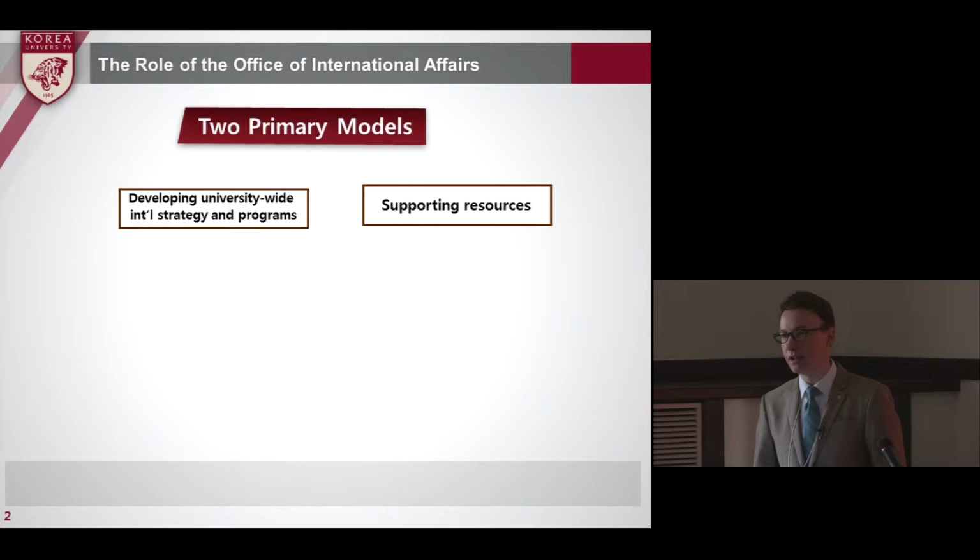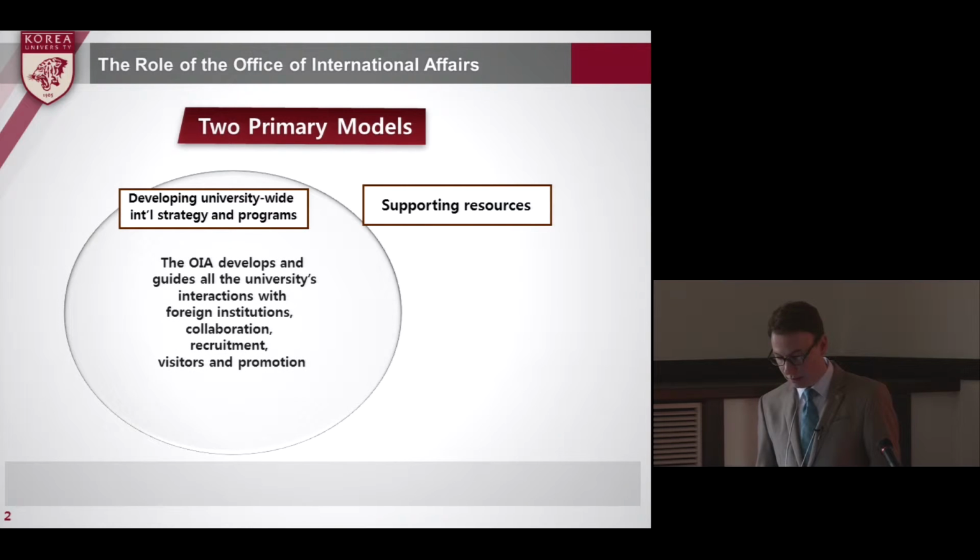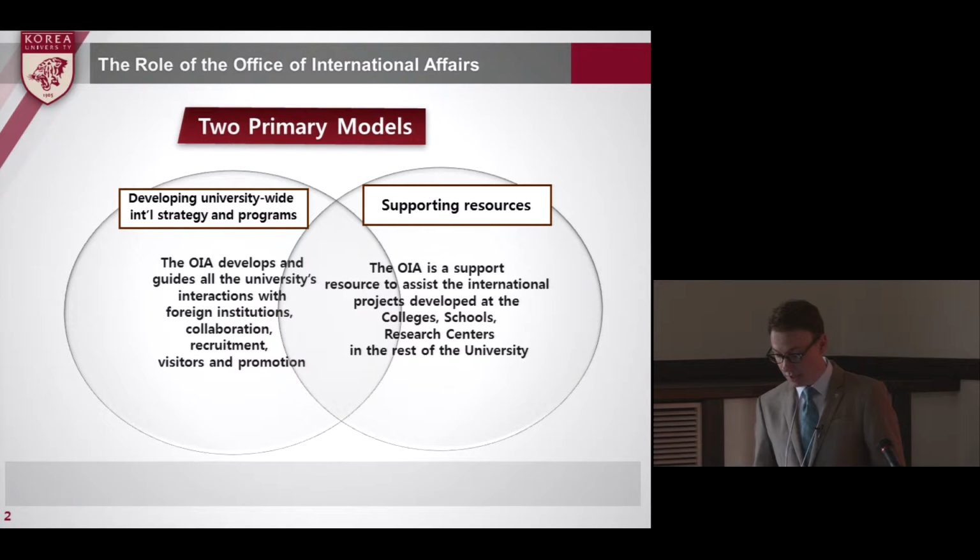So we had two different ideas on that. One was that the primary role of the Office of International Affairs is to develop the university-wide international strategy and programs, and it would be in charge of all the interactions with foreign institutions, collaboration, recruitment, and promotion. The other idea is that the Office of International Affairs is a support resource, and that the real international activity should be going on at the college and research areas, not primarily in an administrative office.